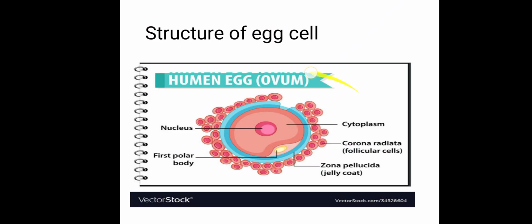Now children, this is the structure of the ovum. You have the nucleus, you have the cytoplasm, you have the polar body over there, you have the zona pellucida and corona radiata. Children, these two are not required. Just a diagram of this, and the nucleus, polar body and cytoplasm would do. Alright, just a basic diagram of the female ovum.